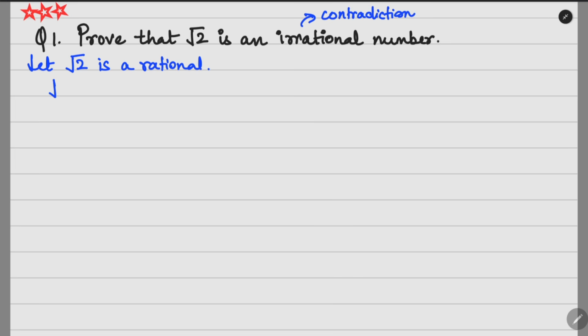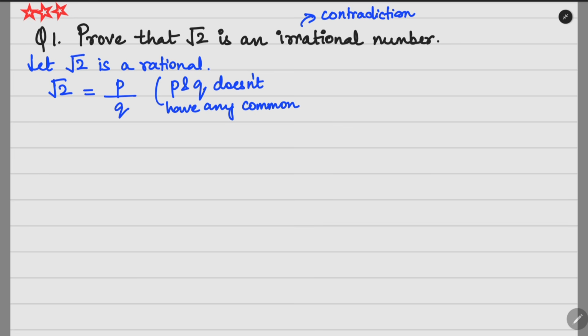Whenever you have a rational number, as per the assumption that I have made, I can write root 2 as p by q, and I'm also assuming that p and q do not have any common factor. This is the assumption I'm going with. The very first thing to do is square on both the sides. These are the steps that you have to remember.